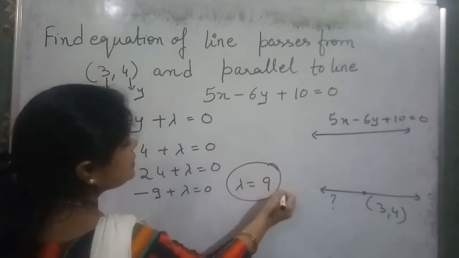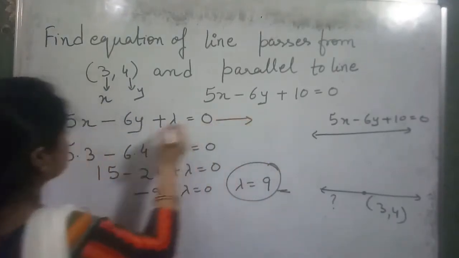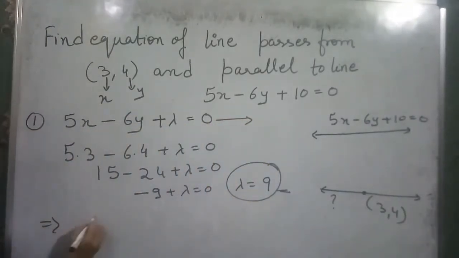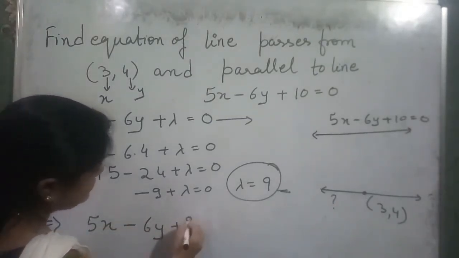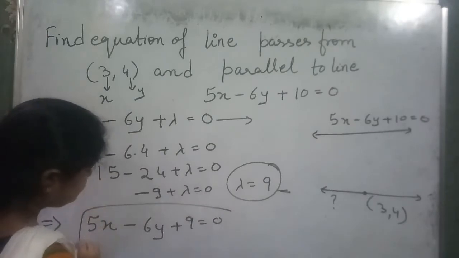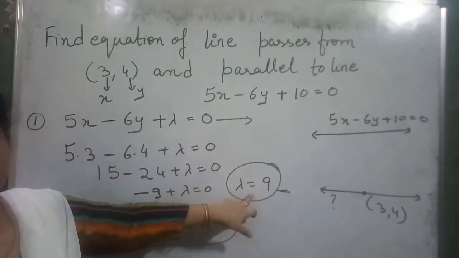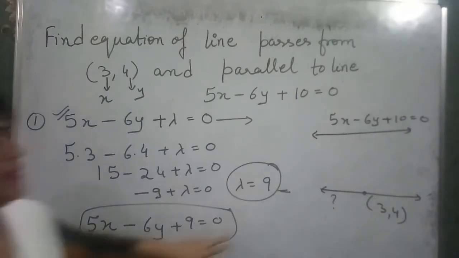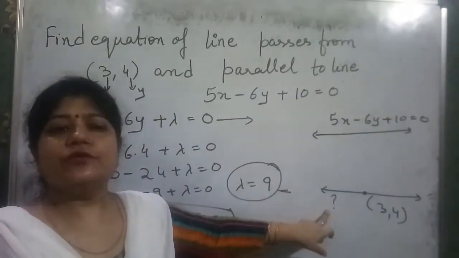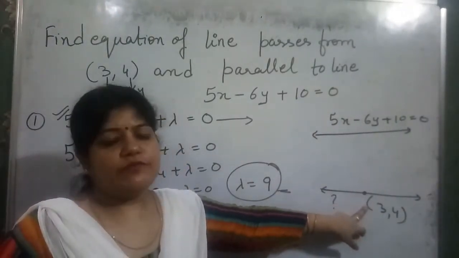Now substitute this value of lambda in this equation, and the resulting equation is the equation of the line which is parallel to that line. We substitute this value of lambda in this equation, and the resulting equation is the equation of the line which is parallel to this line and passing through this point.